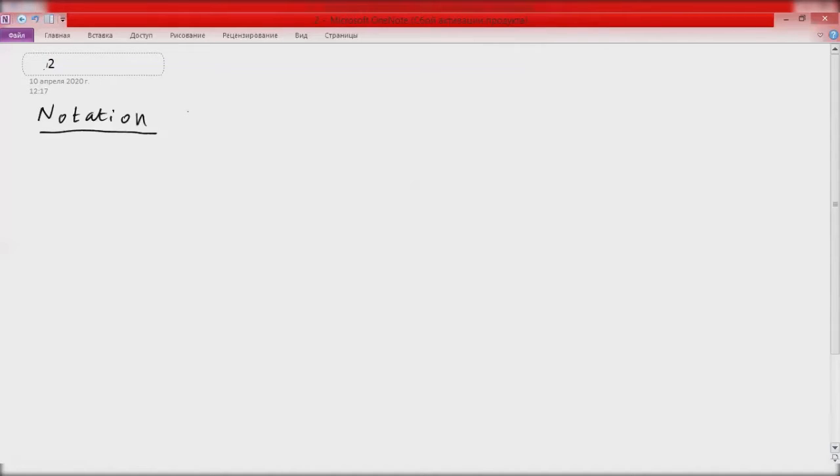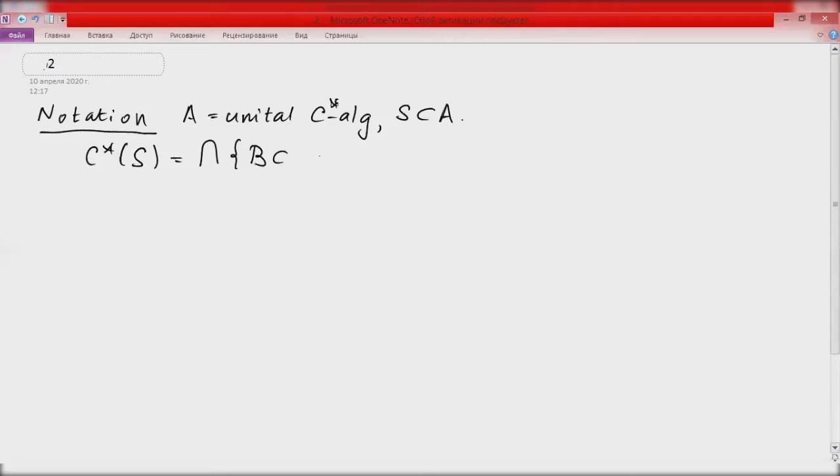Suppose that A is a unital C-star algebra, and S is a subset in A. We denote by C-star of S the intersection of all C-star subalgebras B of A which contain S.